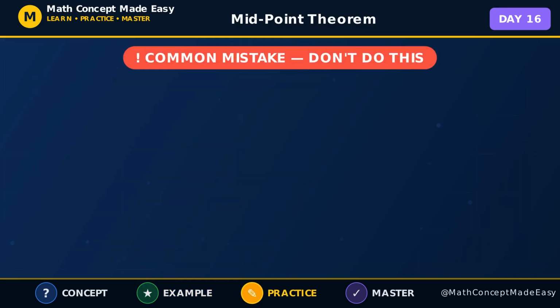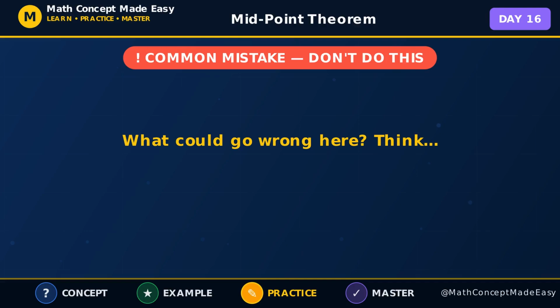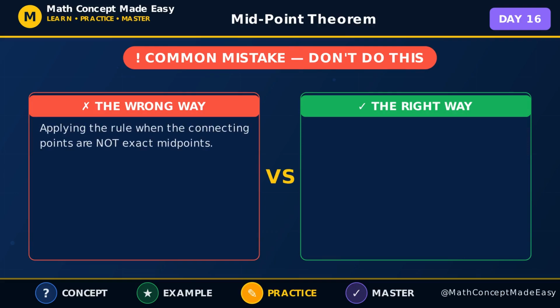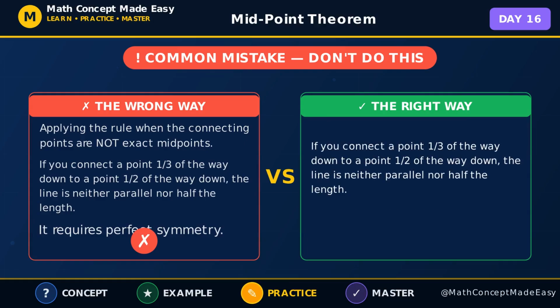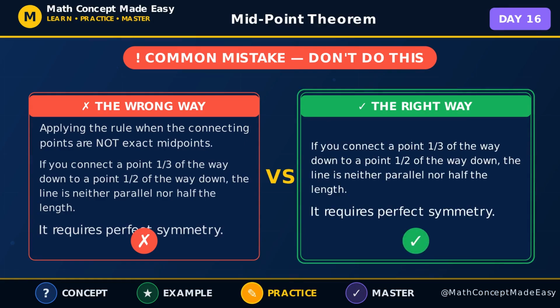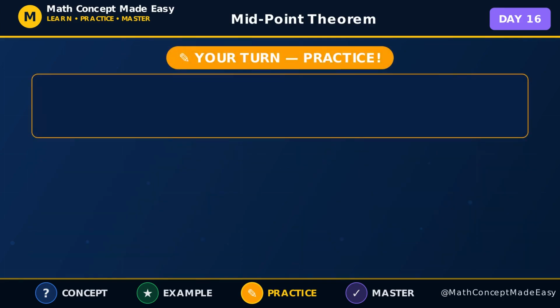Now, a quick warning, because I see students lose marks on this every single year. Before I show you, think about what could possibly go wrong here. 3, 2, 1. Applying the rule when the connecting points are not exact midpoints. If you connect a point 1/3 of the way down to a point 1/2 of the way down, the line is neither parallel nor half the length. It requires perfect symmetry. Compare the wrong way and the right way on screen, and promise yourself you will never fall for this one. Time to try it yourself.